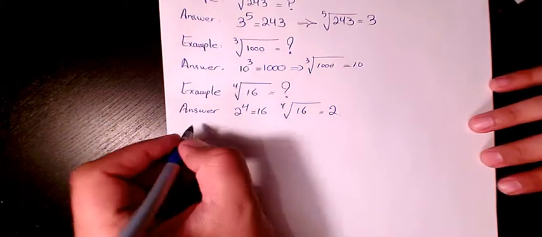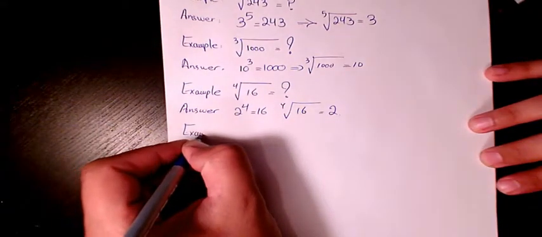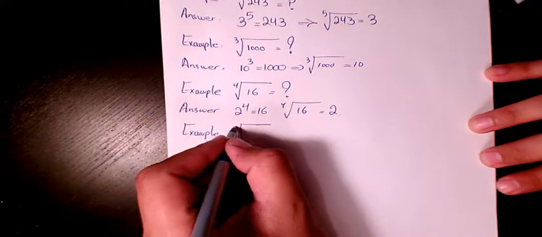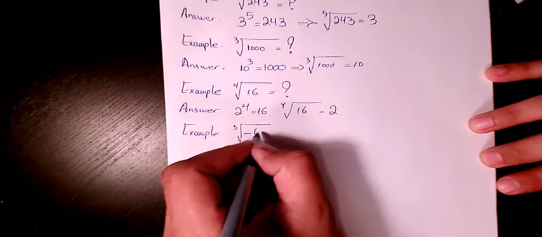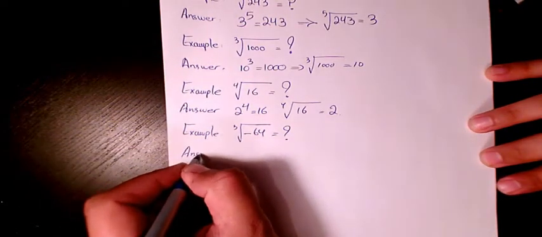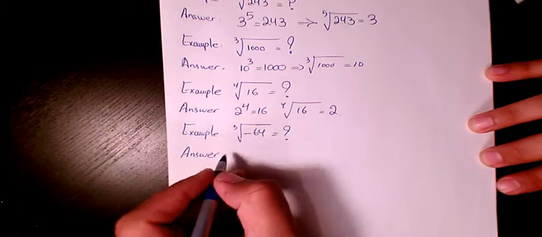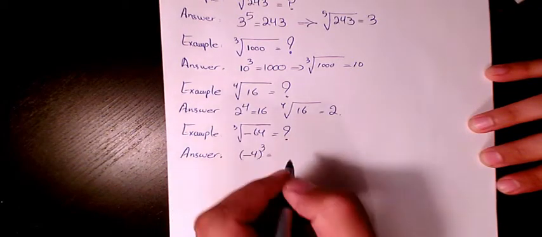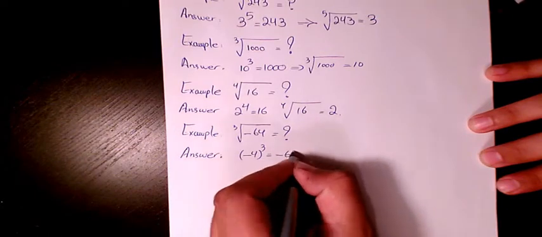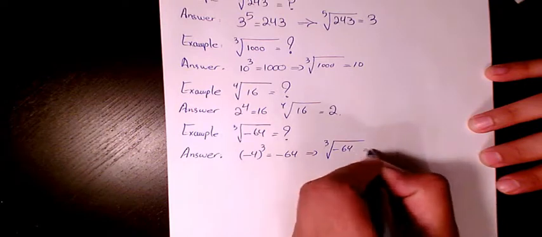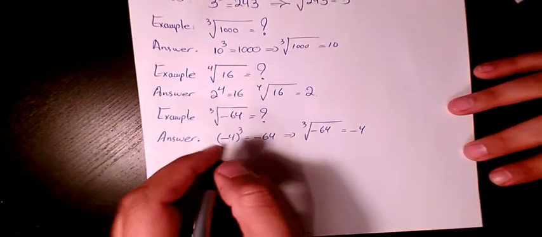Next one is cube root of negative 64. Answer is negative 4 to the power of 3 will be negative 64. Therefore, the cube root of negative 64 will be negative 4.